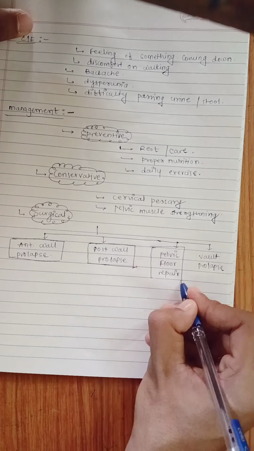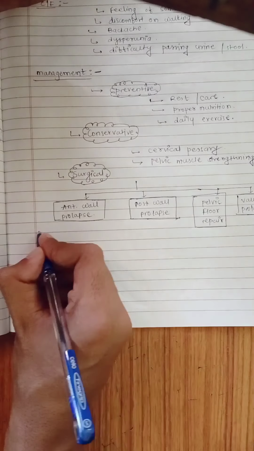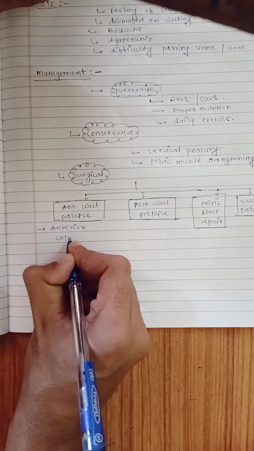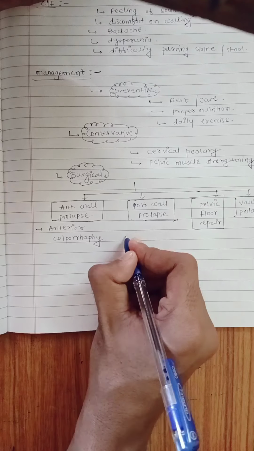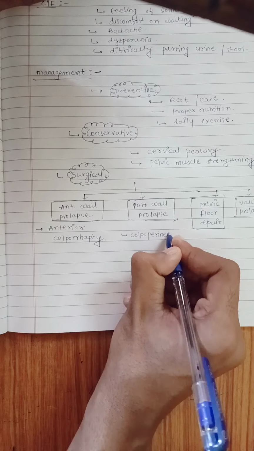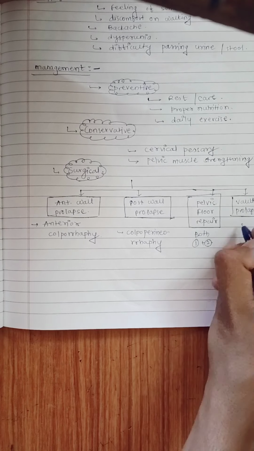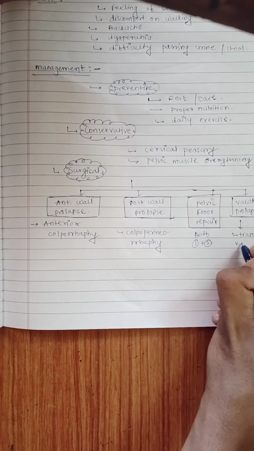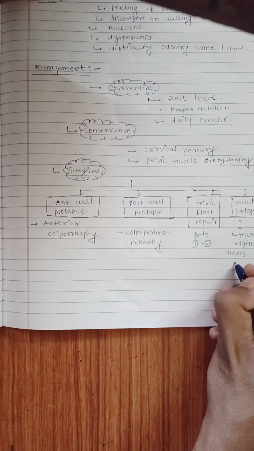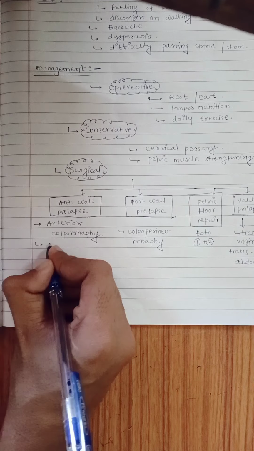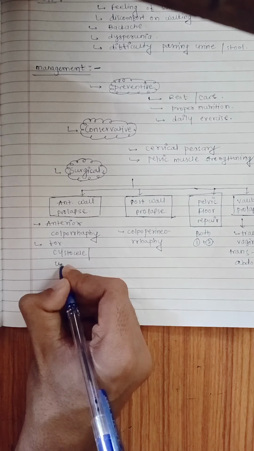Every type of prolapse has a different surgical method. For anterior wall prolapse, what do we do? Anterior colporrhaphy. For posterior prolapse, we do colpoperineorrhaphy. For pelvic floor repair, we do both anterior colporrhaphy as well as colpoperineorrhaphy. For vault prolapse, we do a transvaginal or transabdominal approach.